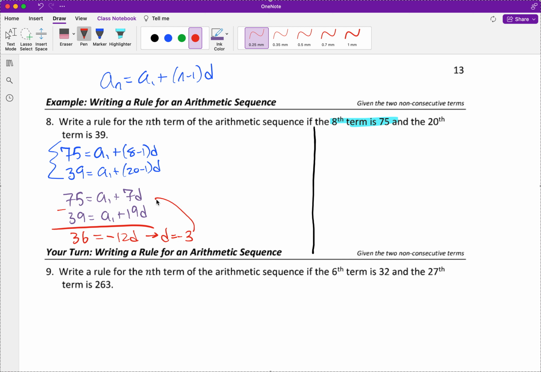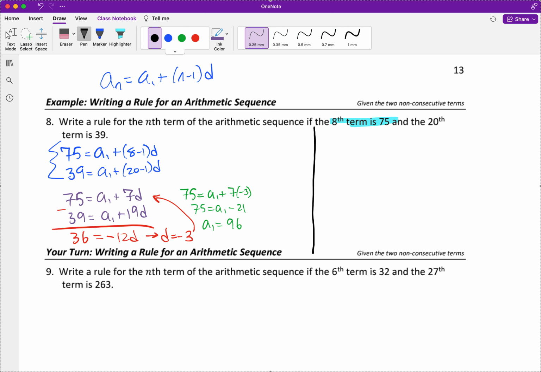And then just like we did in systems, we can plug it back in and see what's going on. If I plug this back into the top equation, it doesn't matter which one I plug it into, I just pick this one. I'm going to get 75 equals A1 plus 7 times negative 3. So 75 equals A1 minus 21. Add that to the other side, I'm going to get A1 equals 96.